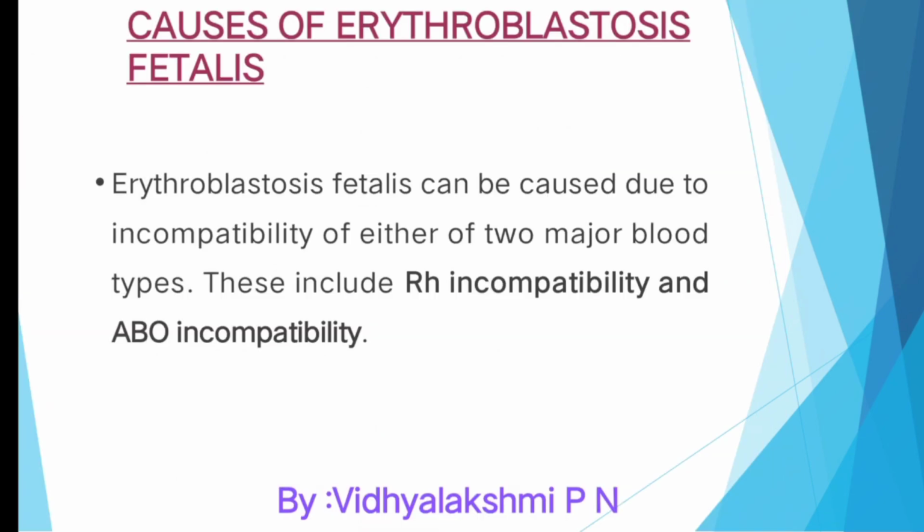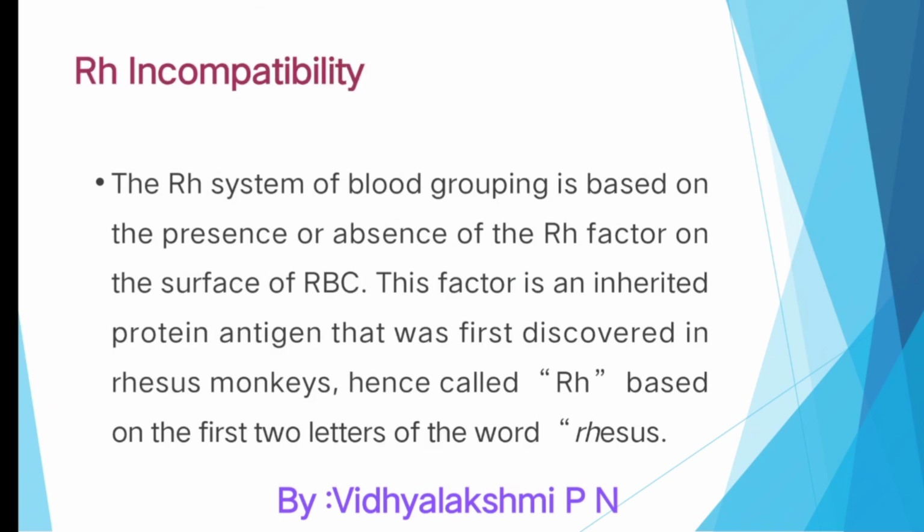Next is causes of erythroblastosis fetalis. Erythroblastosis fetalis can be caused by incompatibility of either of two major blood group types. These include Rh incompatibility and ABO incompatibility. The Rh system of blood grouping is based on the presence or absence of the Rh factor on the surface of RBC.